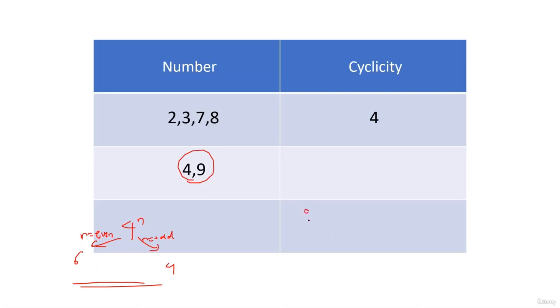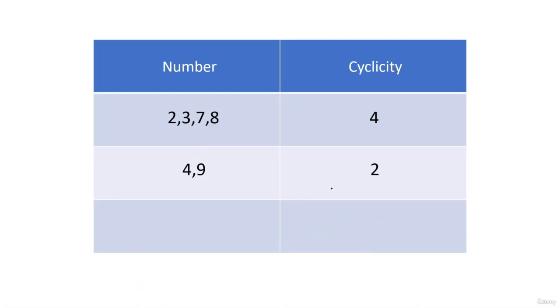The same thing you can observe for 9 also, guys. 9 raised to 1 is equal to 9. 9 square is 81, ends with the 1. 9 cube is 729, ends with the 9. 9 raised to 4 is 6561, ends with the 1, right? So again, if you talk about the cyclicity of the digit 9, 9 raised to n, if n is even, then the digit in the units place will be 1. And if n is odd, then the digit in the units place will be 9, right? So in either way, the cyclicity of the digits 4 and 9 is nothing but 2.